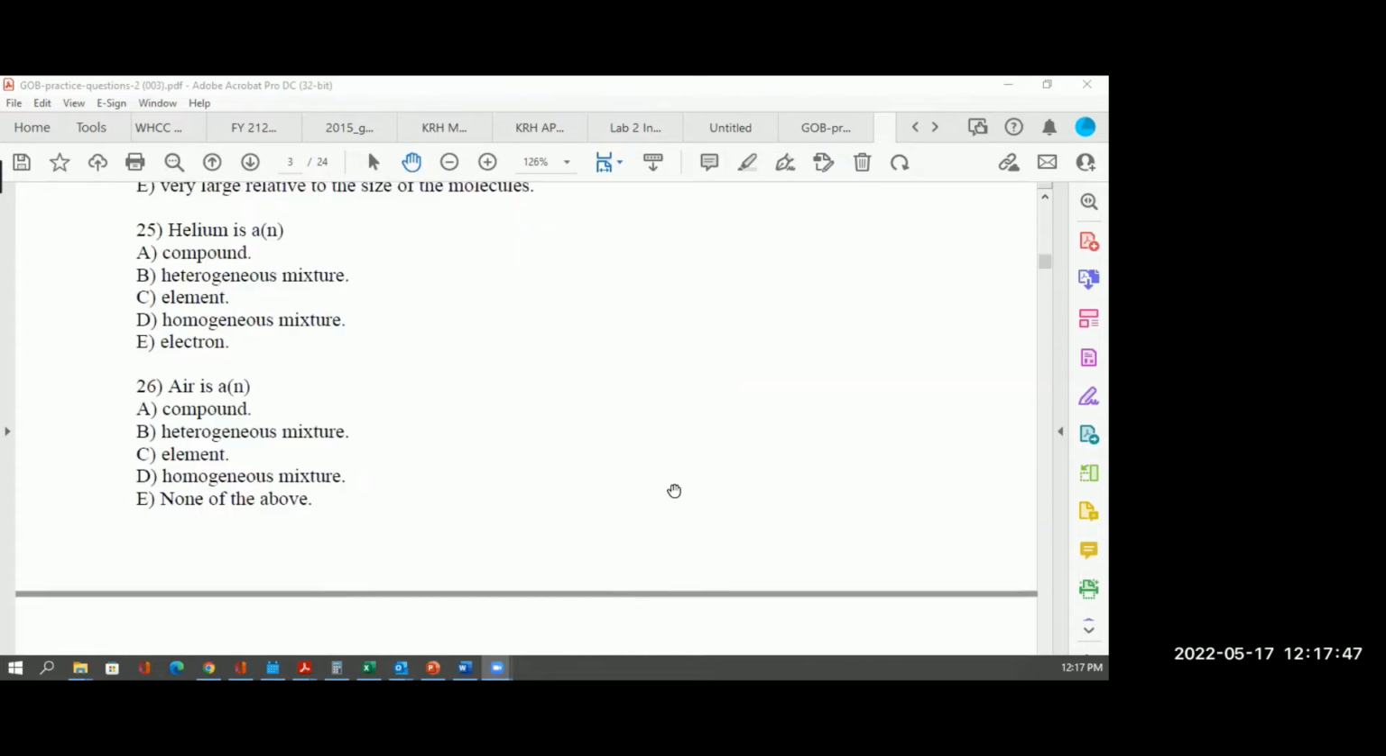Okay. Helium is a: A, compound; B, heterogeneous mixture; C, element; D, homogeneous mixture; E, electron. C, element. C is correct.